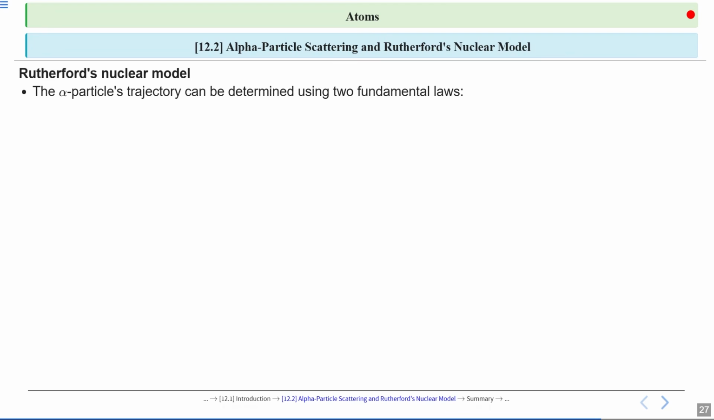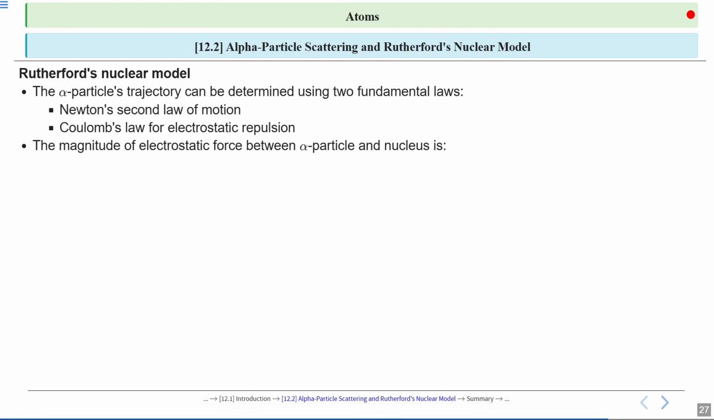To understand how Rutherford figured this out, let's look at how alpha particles move when they approach a nucleus. Their path can be predicted using two fundamental laws of physics. We will see what these laws are and how they help us understand the experiment. The first law is Newton's second law of motion. This law tells us that the force acting on an object equals its mass times its acceleration, F = ma. This is a basic rule that applies to all moving objects, including alpha particles. The second law is Coulomb's law, which describes the electrostatic force between two charged objects. In this case, it's the repulsion between the positively charged alpha particle and the positively charged nucleus.